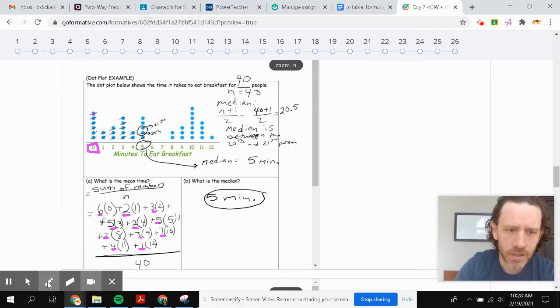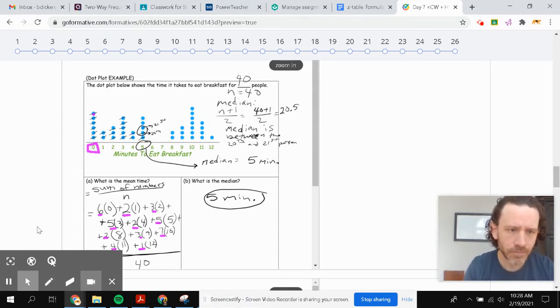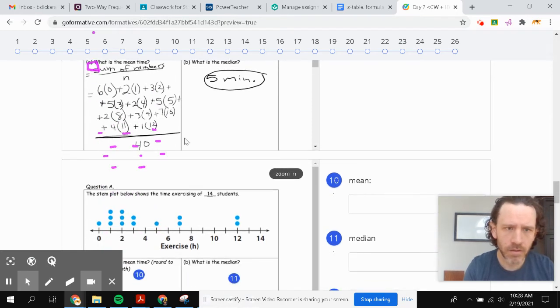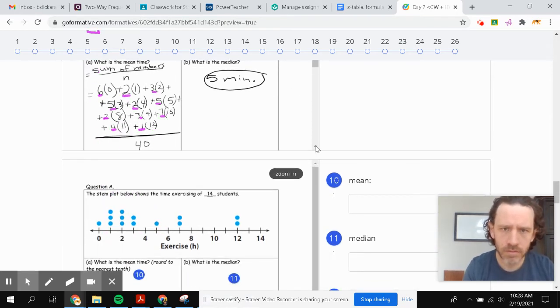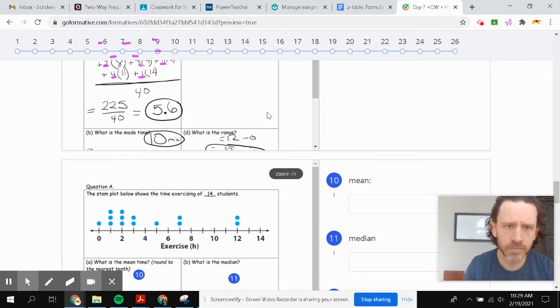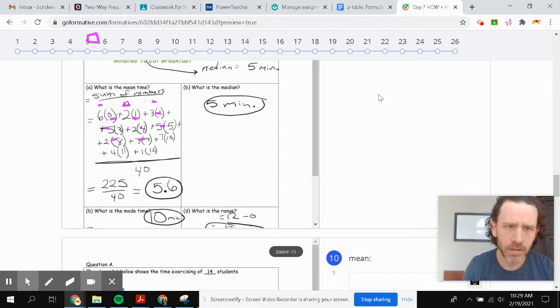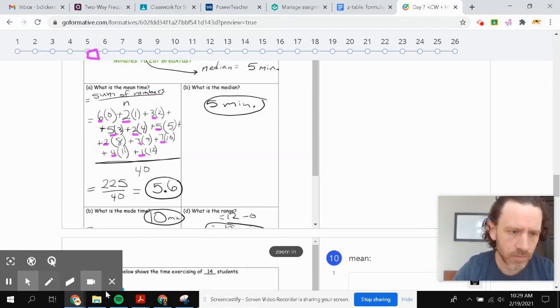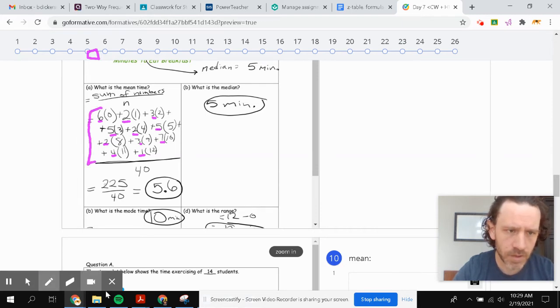So this calculation, I'm going to actually use my calculator to calculate all of that. If I were to put all those in the calculator, you would see the sum is 225, okay? So that's this section here. This part is 225.